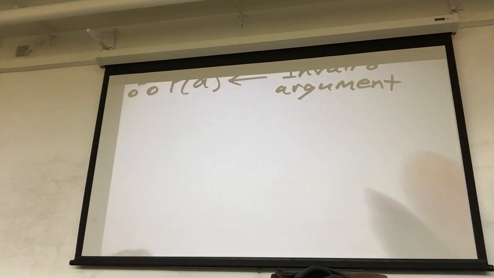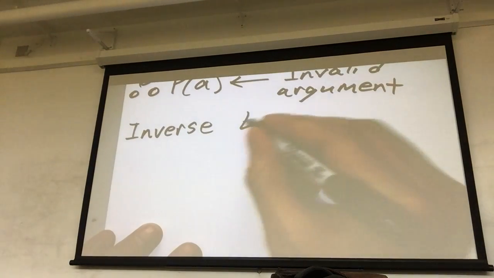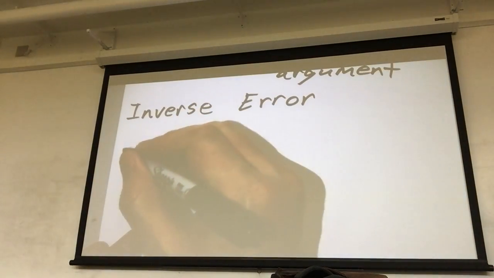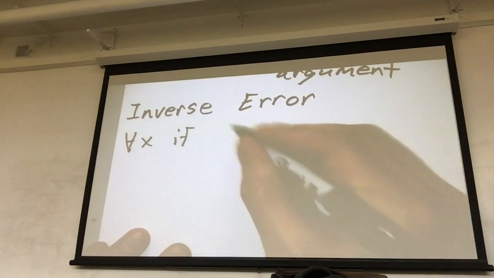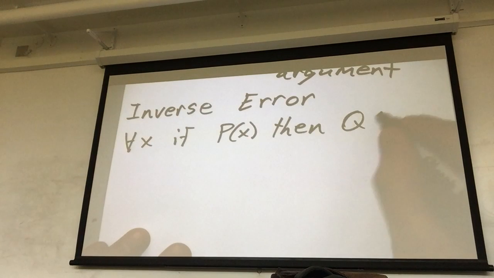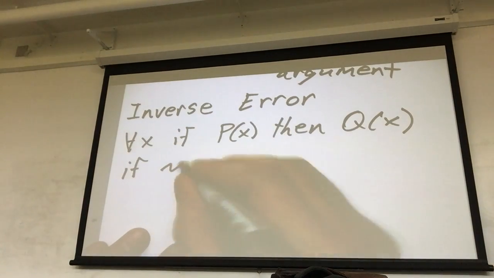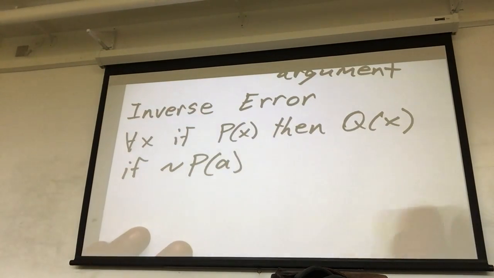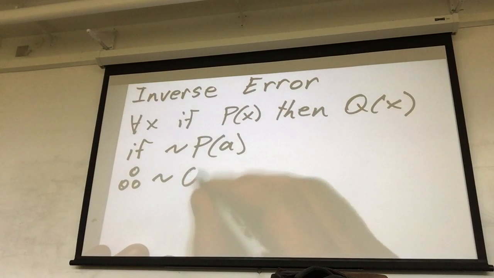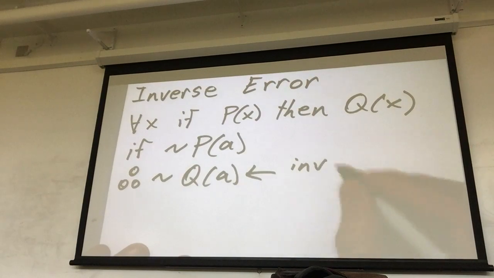And then we have an inverse error. Right? And so this is going to say for every x, if P of x, then Q of x, that's our statement. Let's say if the negation of P of A, say therefore, the negation of Q of A. This is an invalid argument.